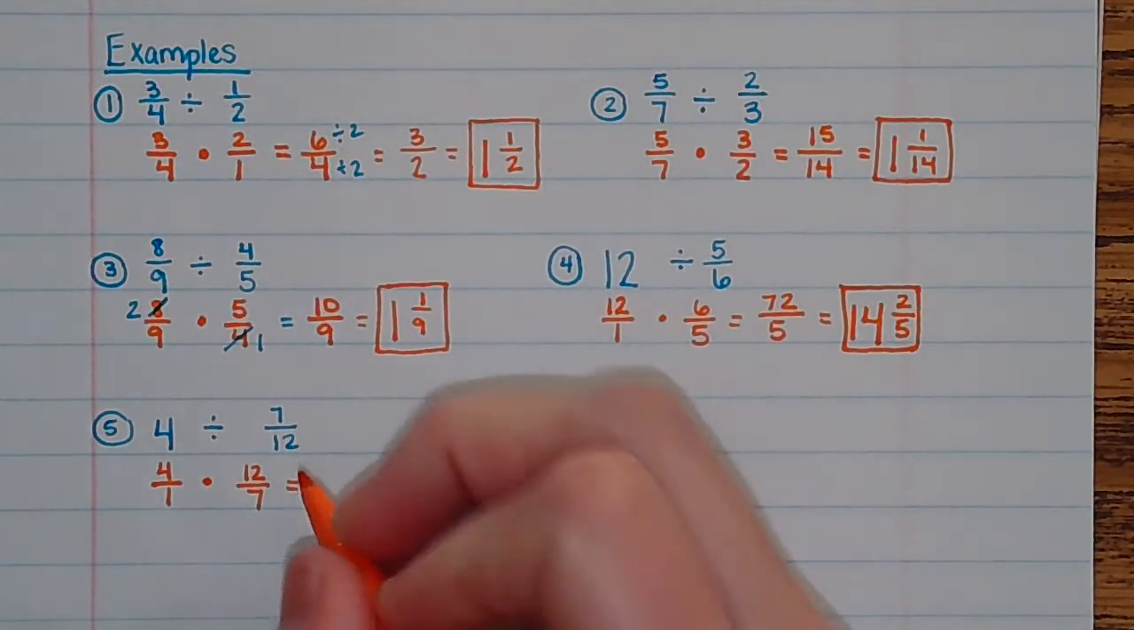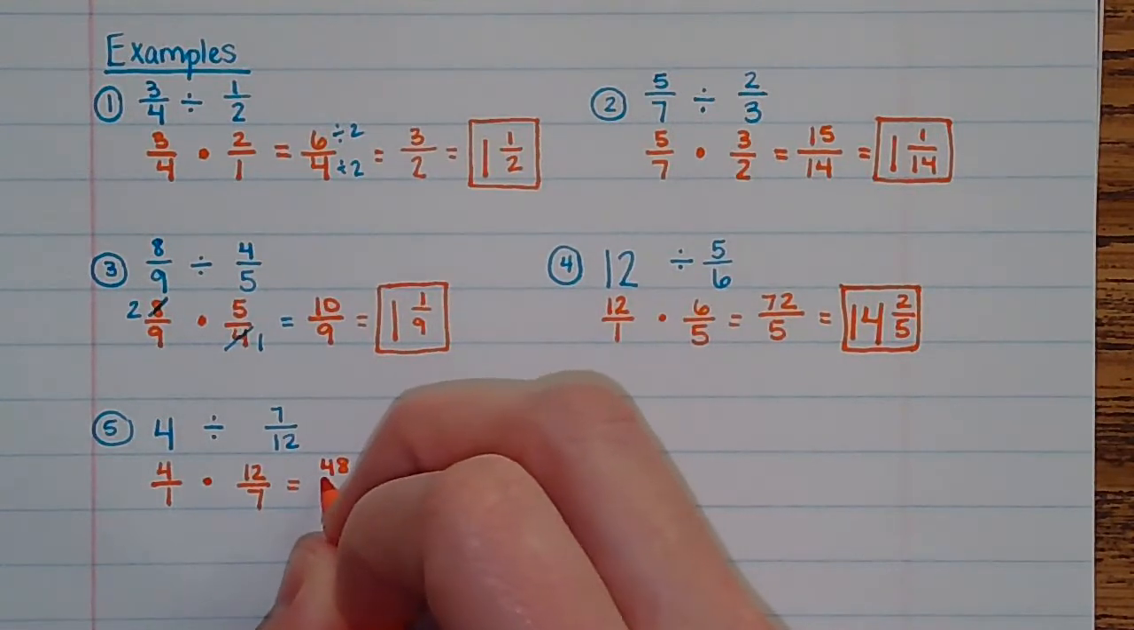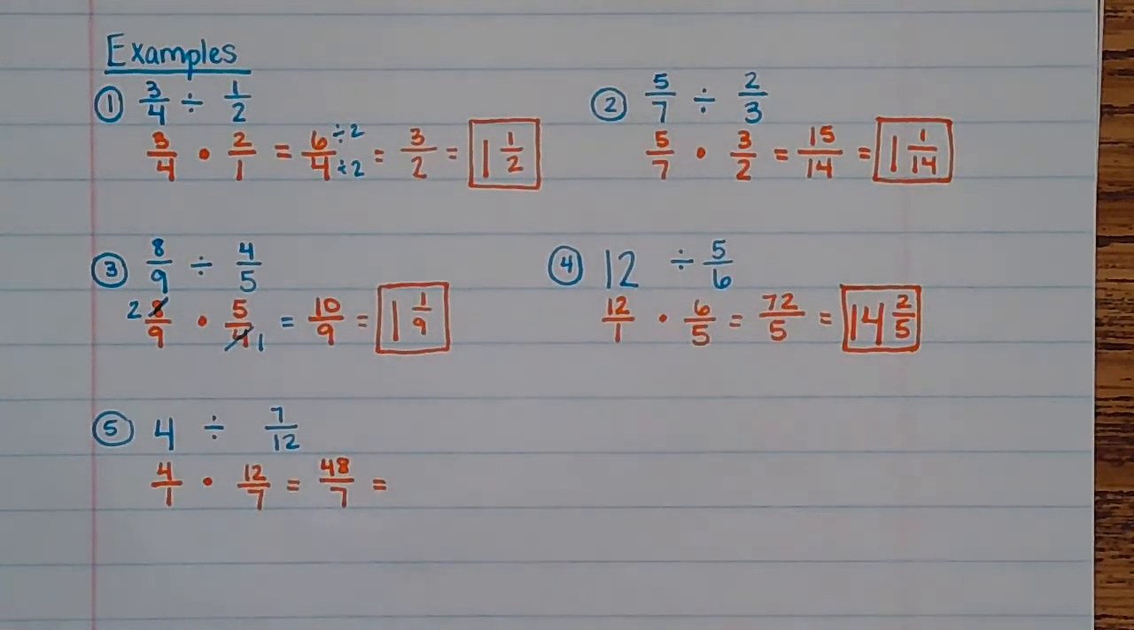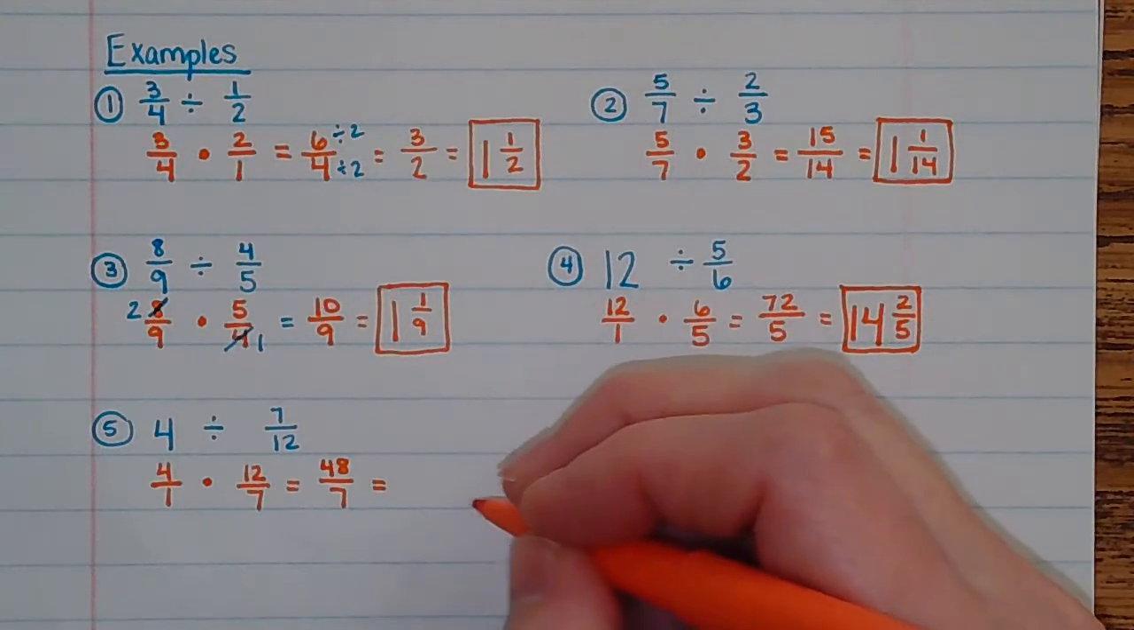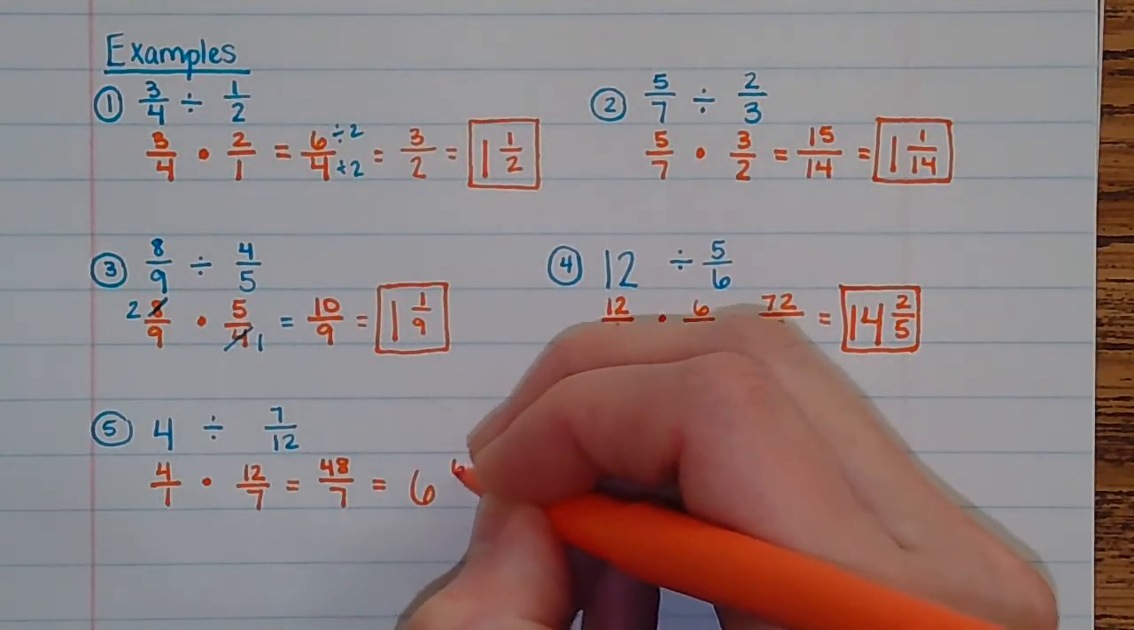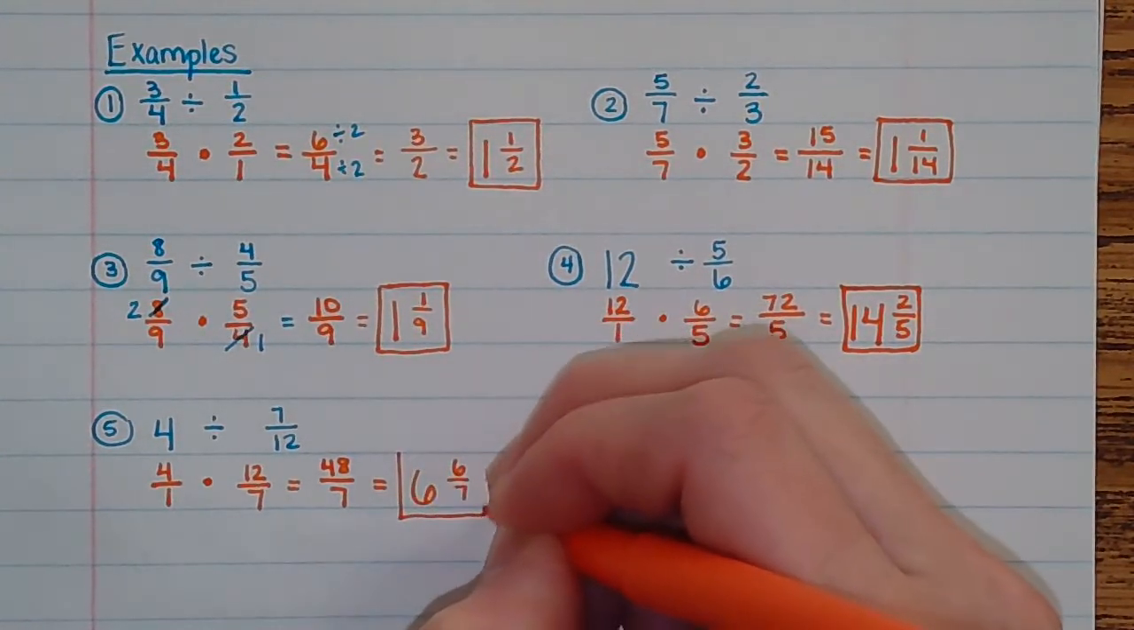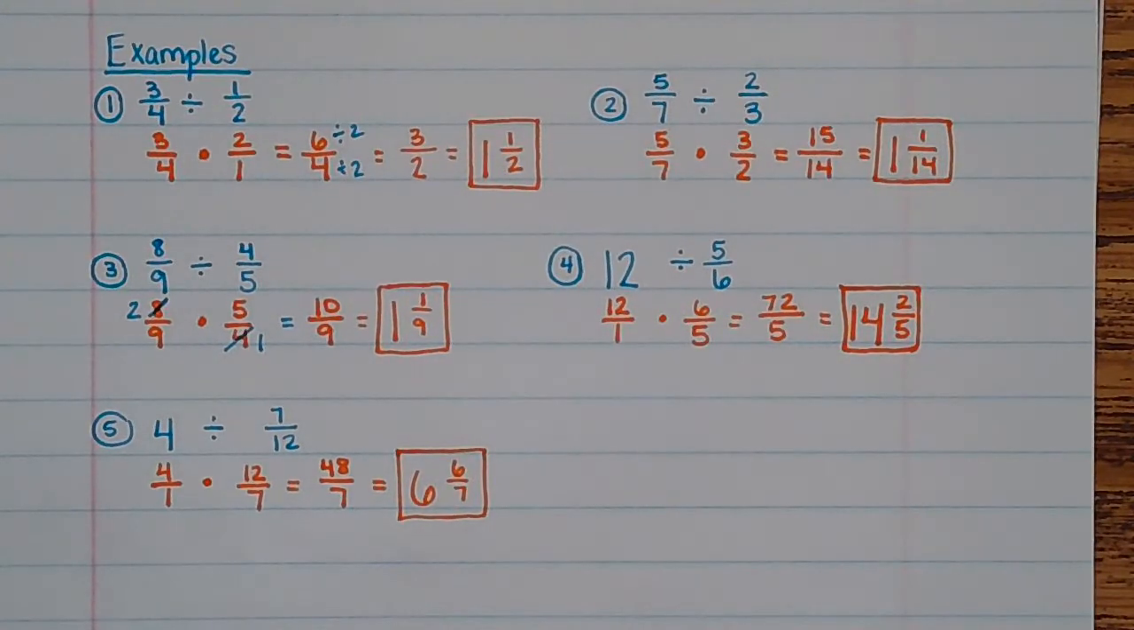So 12 times 4 is 48. 7 times 1 is 7. If I simplify this and change it to a mixed number, it is 6 6/7. Okay? So the main thing to remember with multiplying or dividing fractions is keep, change, flip.